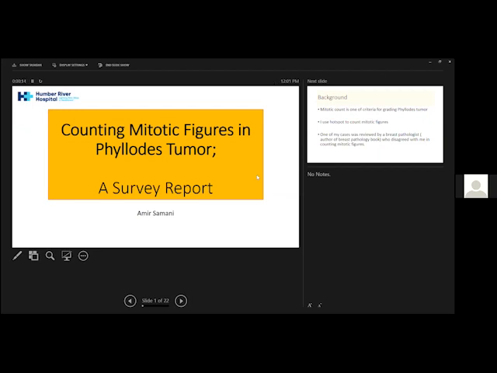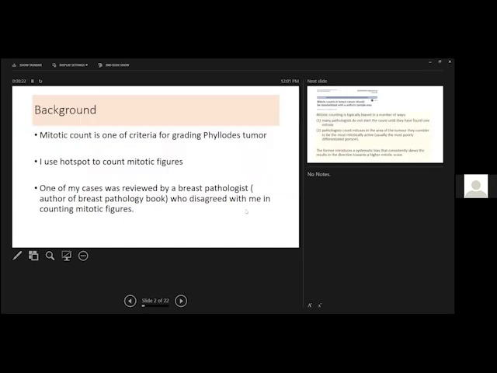Okay, I'm presenting a survey report on counting of mitotic figures in phyllodes tumor. The background is the mitotic count is one of the criteria for grading phyllodes tumor and probably the least subjective one. I used to use hotspot to count mitotic figures. However, one of my cases was reviewed by one of the breast pathologists who is an author of a breast pathology book. And at that time, I found that she disagreed with me in using the hotspot. And she reported differently the number of the mitotic figures in that case.